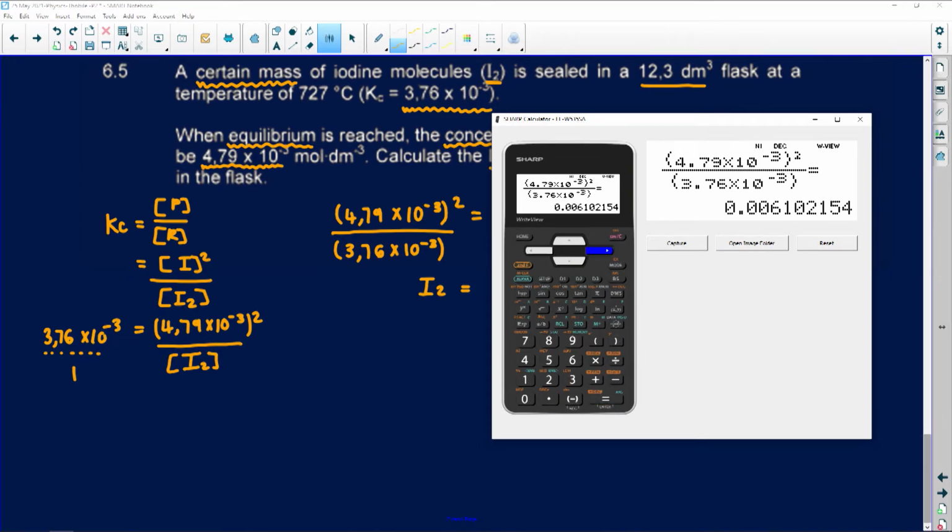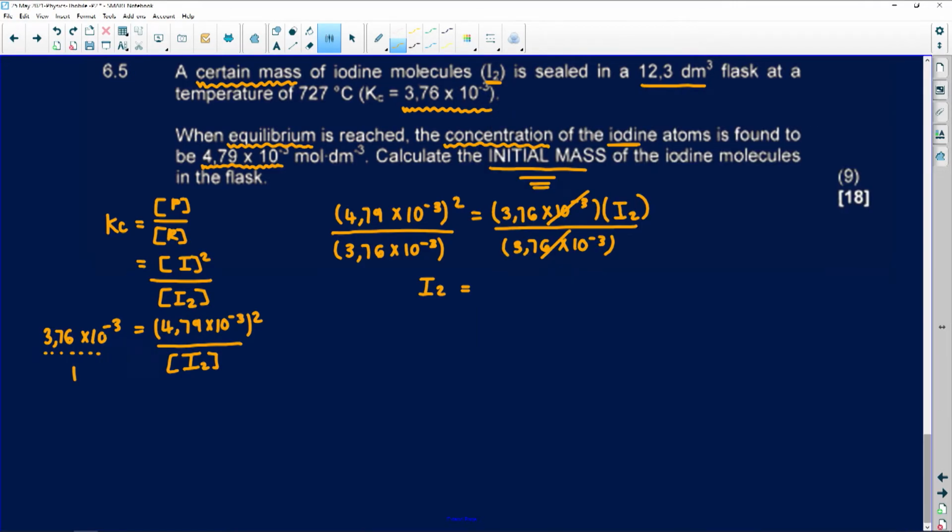There we are, that's what I get. So I'm going to move my comma 3 times. I have the 6, so I'm going to say 1, 2, 3. So I'm going to leave it as 6.1021 times 10 to the exponent 3. I've just moved my comma 3 times. Just going to keep it like that.